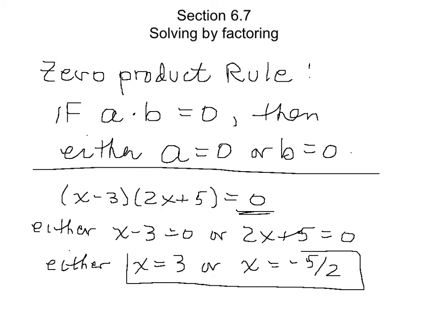In other words, these two numbers, 3 and minus 5 halves, are the solutions to this equation. If x is equal to 3, this term is 0, and so 0 times anything will be 0. If x is minus 5 halves, then this is 0, and 0 times anything else will equal 0. Okay, so let's look at some examples that are a little bit more interesting than that.